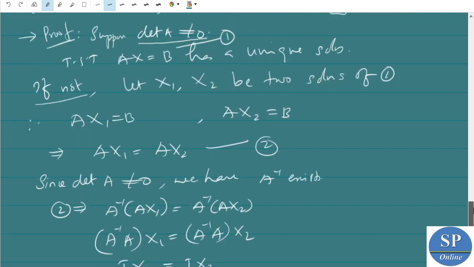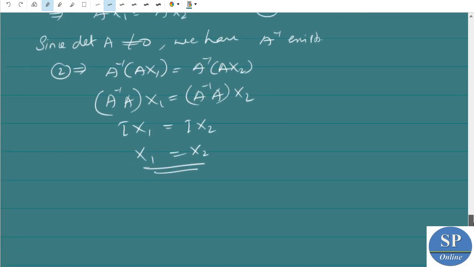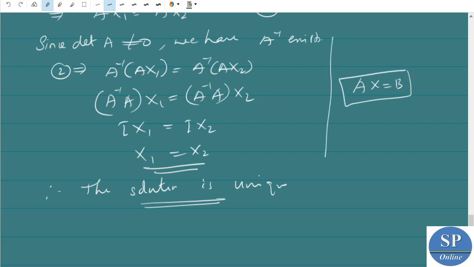We supposed x1 and x2 be any two solutions. If you take any two solutions of this equation, then they are equal. So the solution is unique if determinant of A is not equal to 0. So if we have a system Ax equal to B, then if determinant of A is not equal to 0, this implies Ax equal to B has a unique solution.